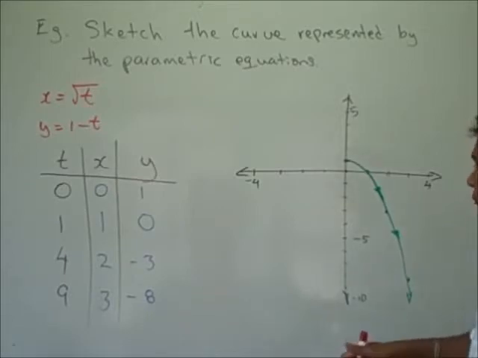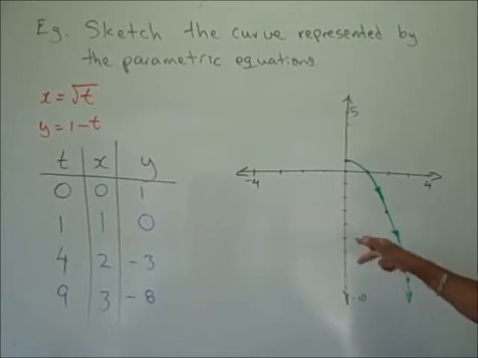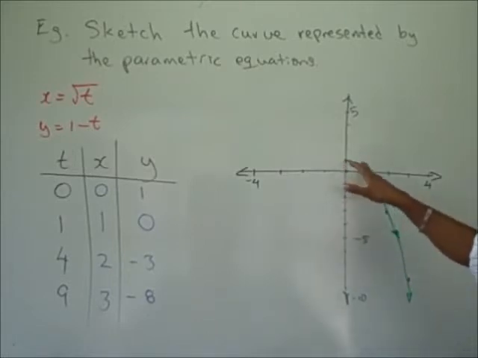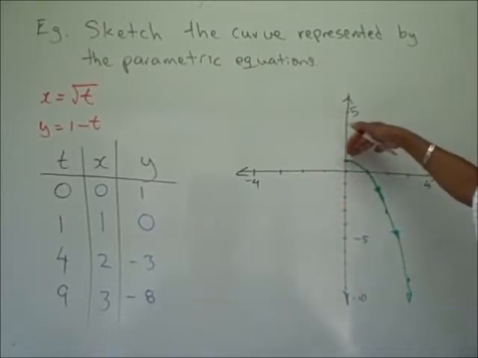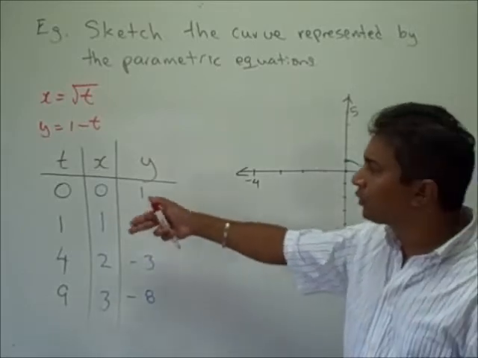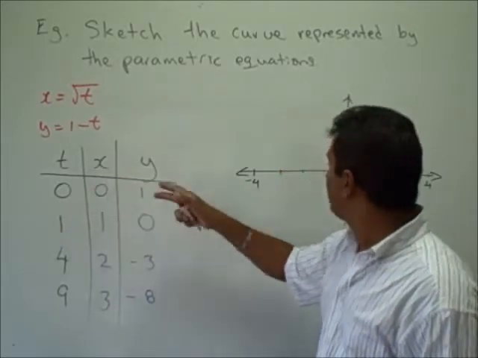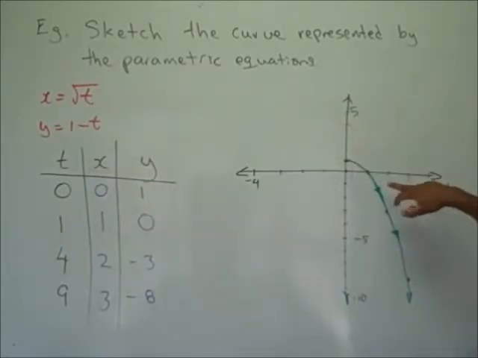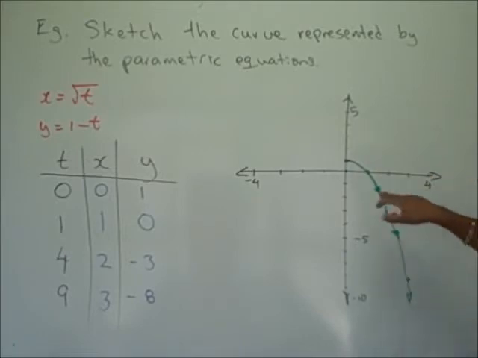Now the direction of our parametric equation is known as the orientation. So the orientation is the direction in which it's going. So here we're proceeding from this point to this point. And we can always tell the orientation because we start with a smaller t value. So here is 0, then we went to 1, 4, and then 9. So our orientation will be in this direction.